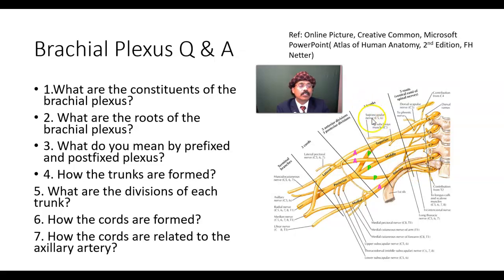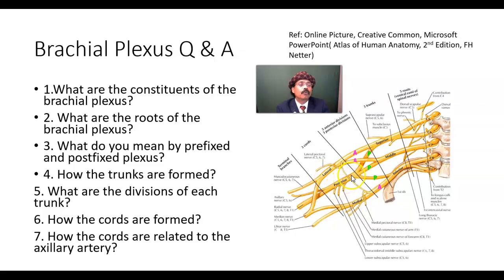Then each trunk will be divided into anterior division and posterior division. Look at that. The lateral cord is formed by the anterior division of the upper trunk or superior trunk and anterior division of the middle trunk. So we got the lateral cord.